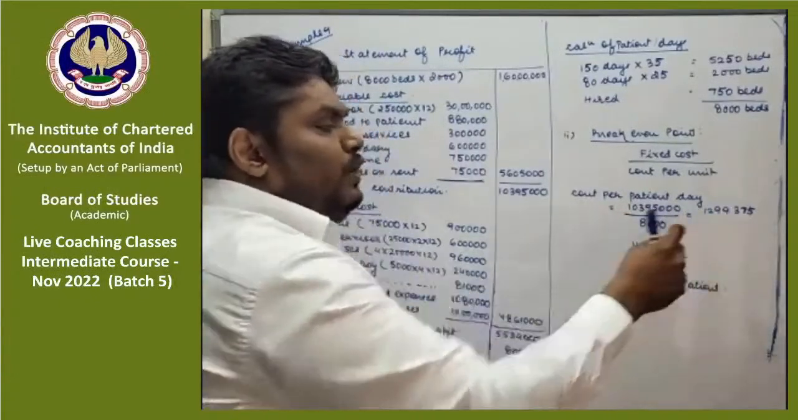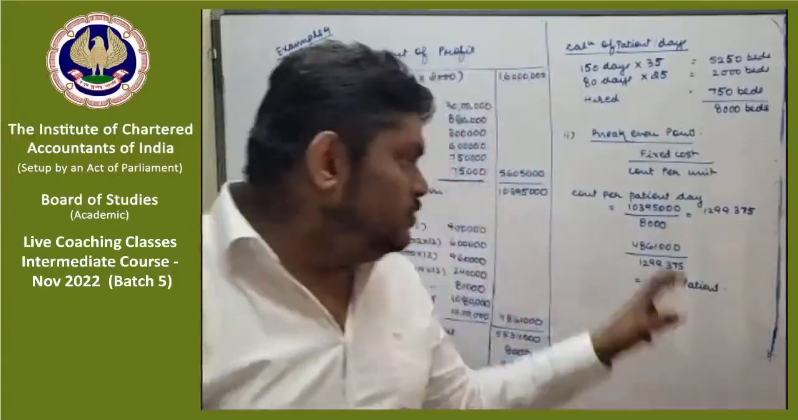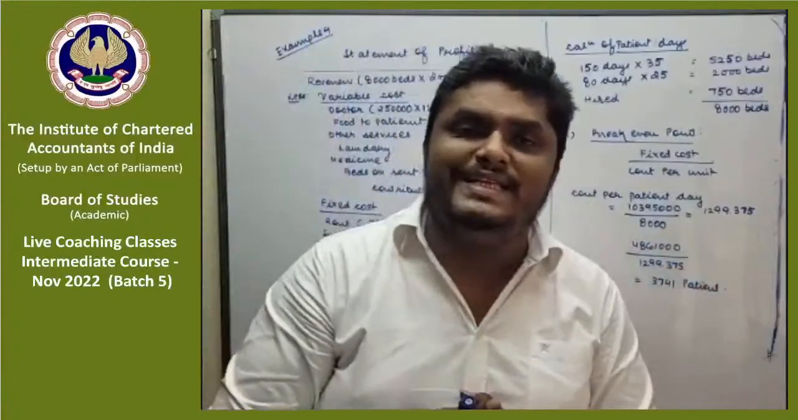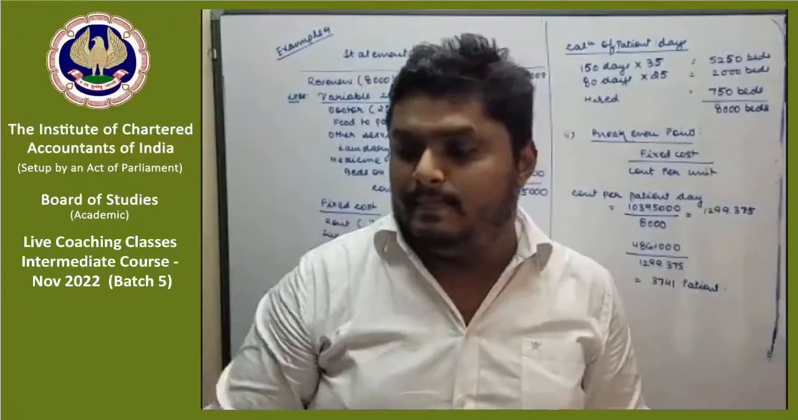So 1299.375 is the contribution per patient day. So 48,61,000 divided by 1299.375, we will get the break-even number of patient beds.